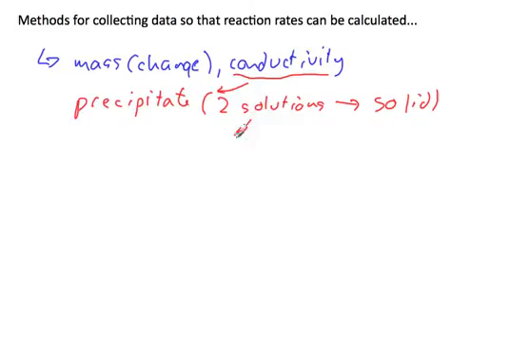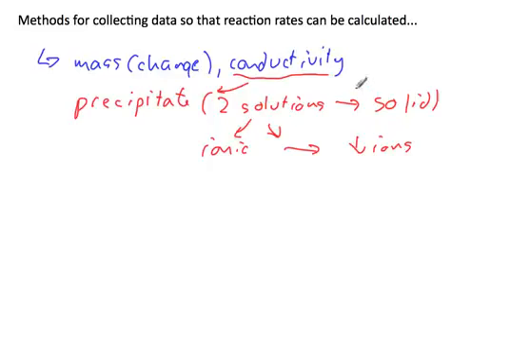Well, those solutions are ionic. And so in forming the solid, you have fewer ions in solution. So you can actually monitor a change in the conductivity, the amount of charge in the solution over time. And if you do that, you can get a measure of the rate of that reaction that produces that precipitate. So that's a couple of ways.